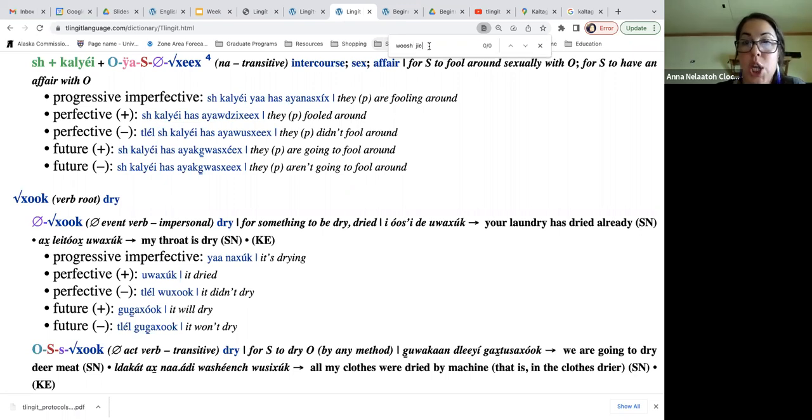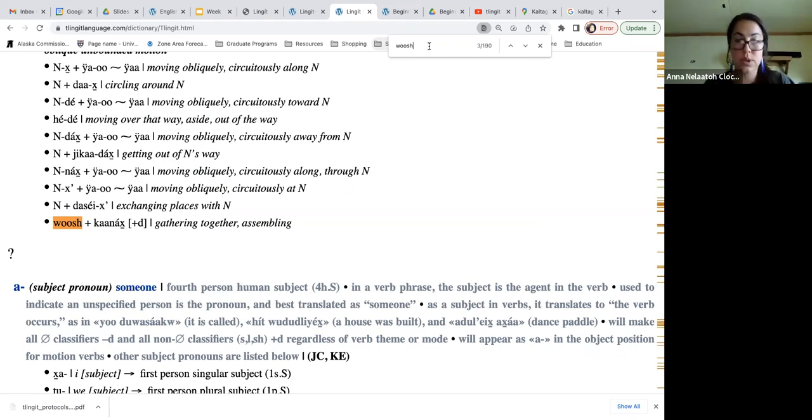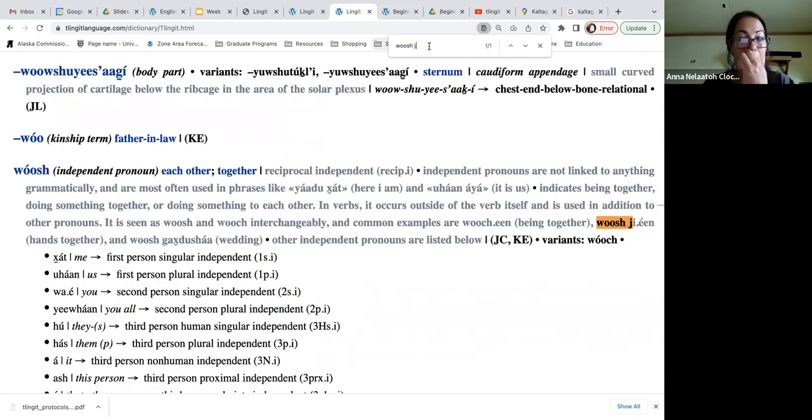Sometimes I'll just start deleting from the end until I get close. So we know whoosh. What if we put, what's this one? Okay. So I typed whoosh space J, and now I see it here in an example phrase under the entry for whoosh. And so I'm going to use this spelling, and it says whoosh jean means hands together.